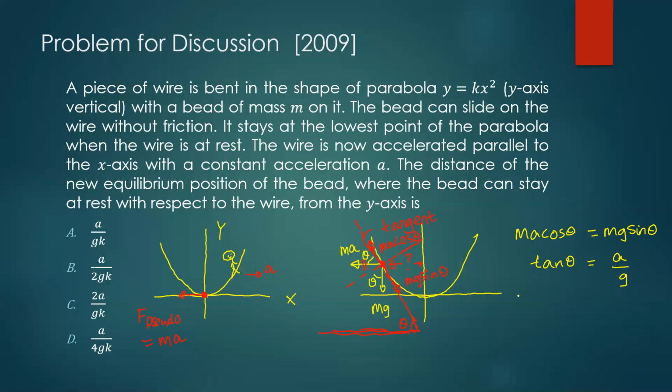Now, here a little maths. Tan theta is the slope of the tangent at that point. So tan theta is like dy by dx at that location. Is it okay? So dy by dx is a by g. Now you can get dy by dx. So what is dy by dx? It is 2kx.